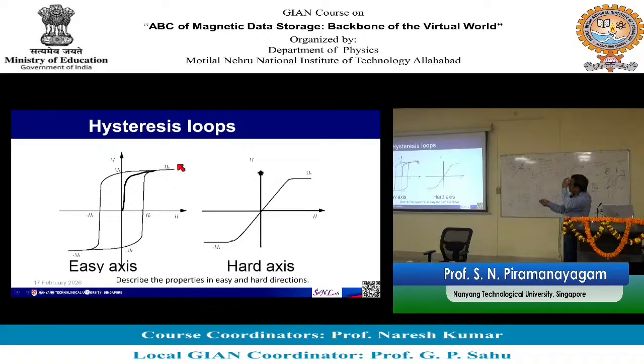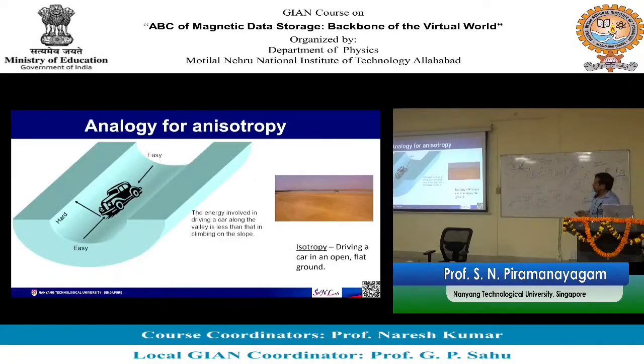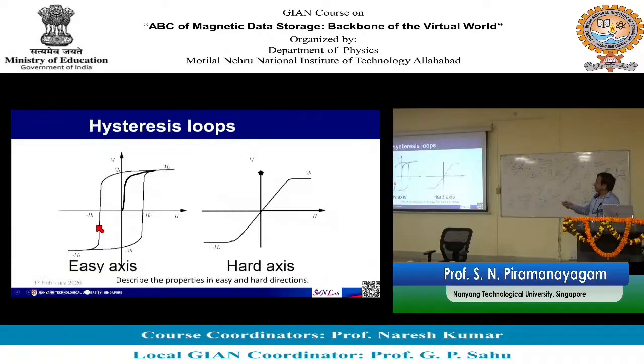Okay, I saturate and I remove the magnetic field. That means at this point, most of the magnetization is remaining in the same direction. So that's like the car. I bring the car somewhere here, stop, and the car is still there. So that is equivalent to having a large remanence.